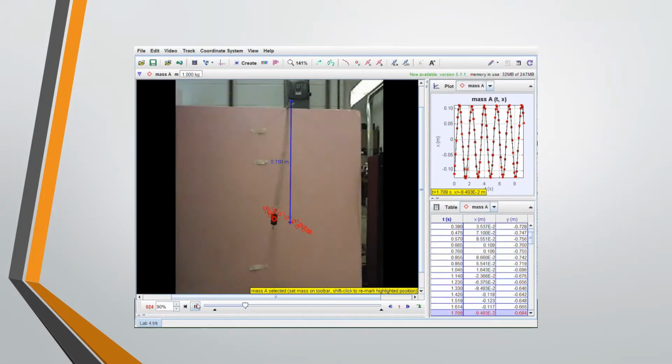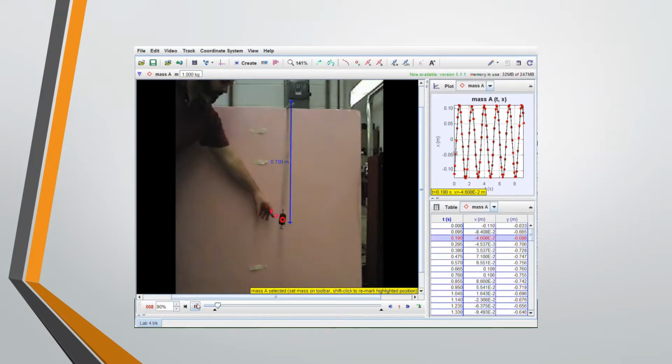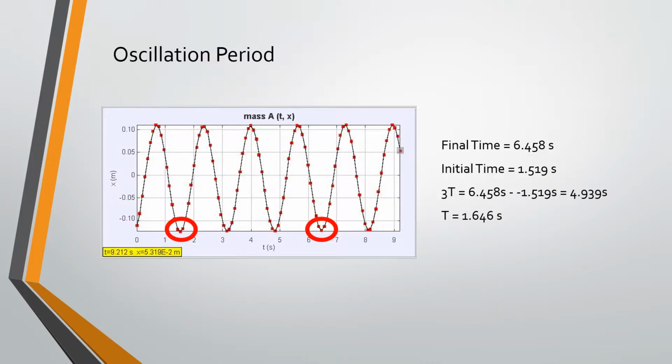In Tracker, I set the origin to be the fixed attachment point with a negative y direction pointing straight down. After going through each frame and plotting the points of the mass in the system, I copied the x and y position data over to a CSV file to later be used within the GlowScript code. In order to define the period, or T, of the mass's oscillation, I chose 2 points as highlighted as an initial and final time in order to calculate an average. Over these 3 periods of oscillation, I found T to be equal to 1.646 seconds. I then will use T to solve for the stiffness of the spring.